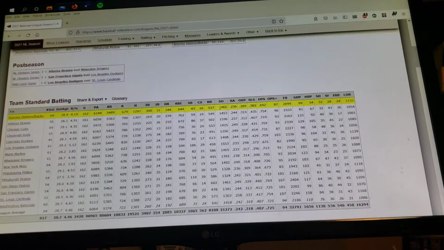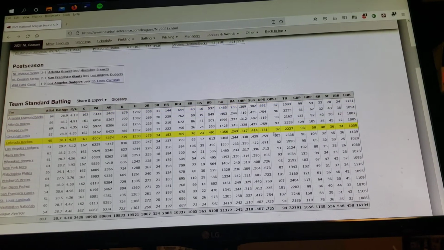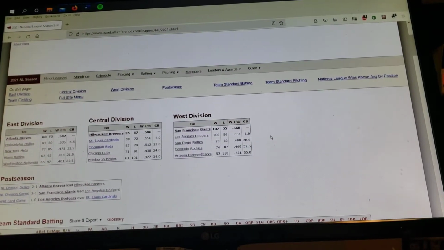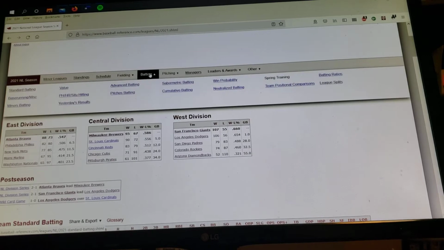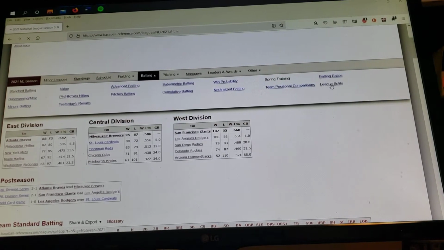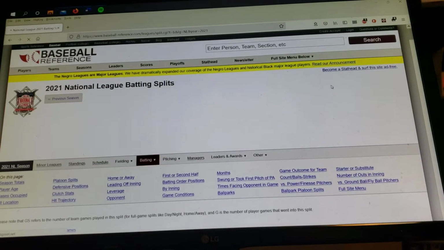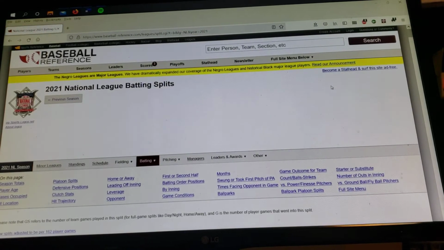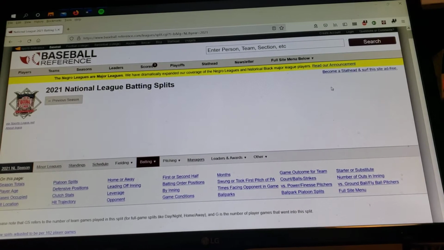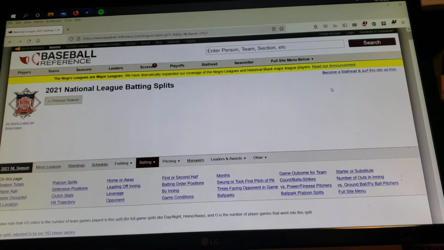and you have your basic things here. But I want to get a little more advanced than that. So I'm going to do batting and then league splits. And we're going to go look at runners in scoring position because it seems like this is something that trips up a lot of people, and it's really not that difficult.